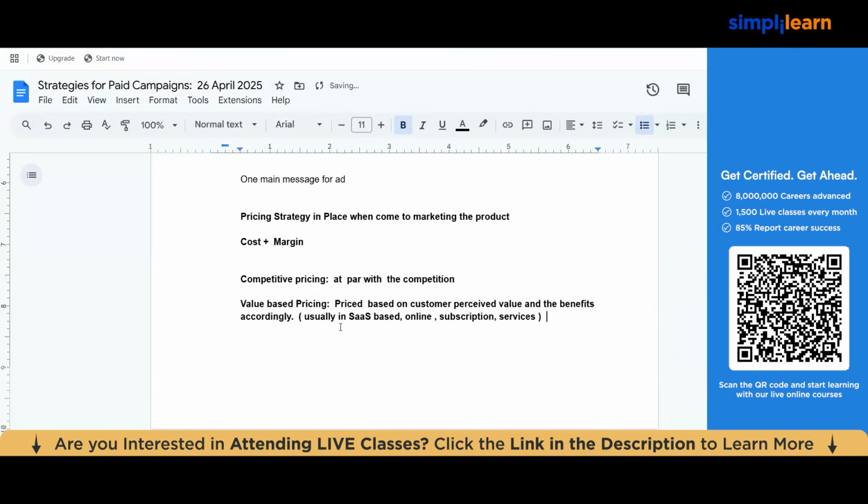This is the industry which mostly runs on value based pricing. So if you are working for any client which is into SaaS based, cloud based kind of a thing, you have to work on that, right? Then comes the third pricing strategy, which is also a very common one, price skimming.